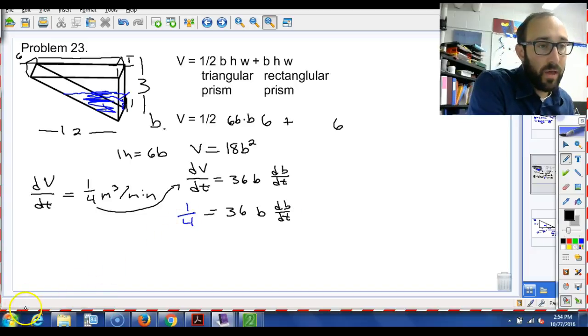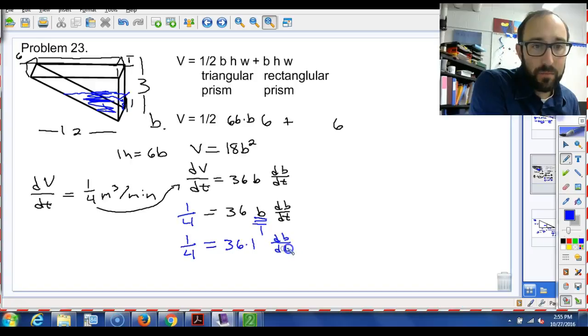Okay, so now what else do we know? Alright, so here's the one thing, if we didn't have this b here, then we'd be able to find this no problem. But what we're going to look at is what is the height right here of the water. The height of the water is just 1. So we can really say this is 1/4 equals 36 times 1 db dt.